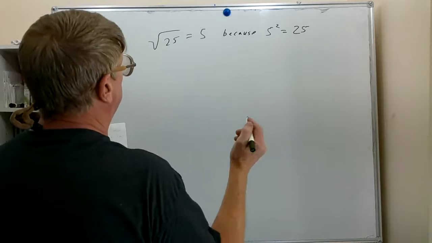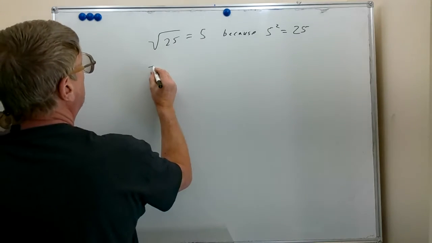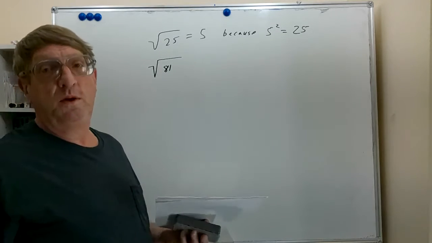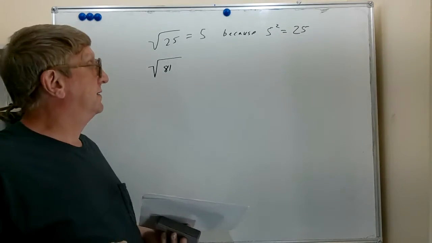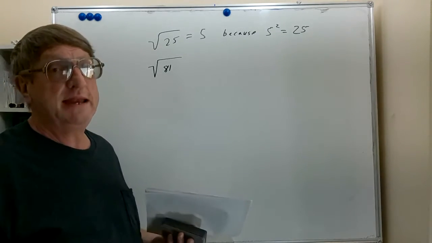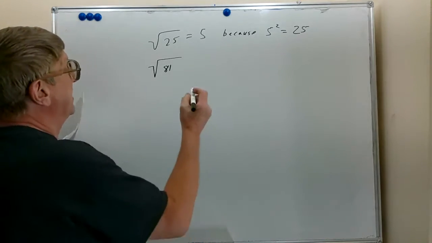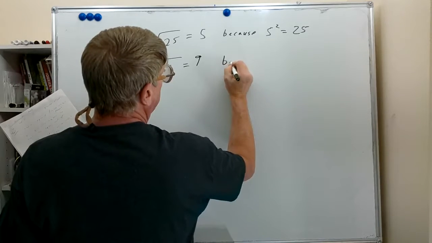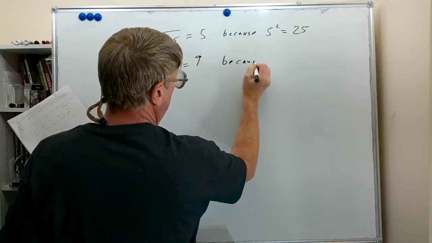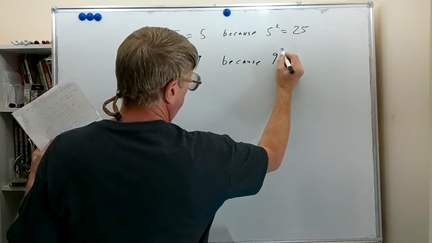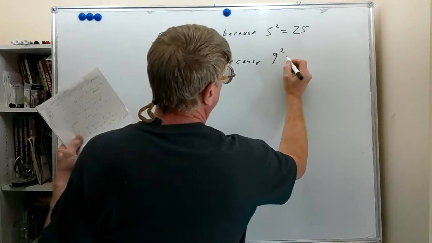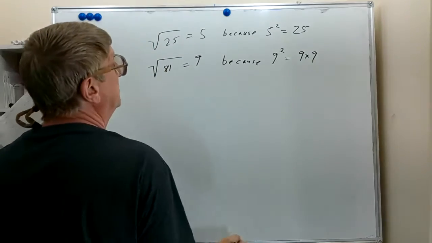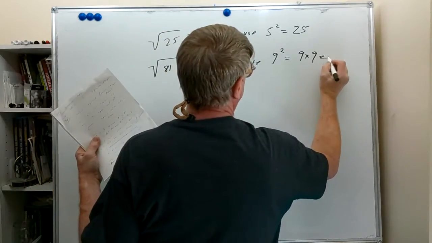A few more examples here. The square root of 81. Well, what number can you think of that multiplied times itself, or squared, would be equal to 81? That would be 9. 9 times 9 is 81. So the square root of 81 equals 9, because 9 squared, or we'll write that as 9 times 9 to demonstrate what we're doing here, is equal to 81.